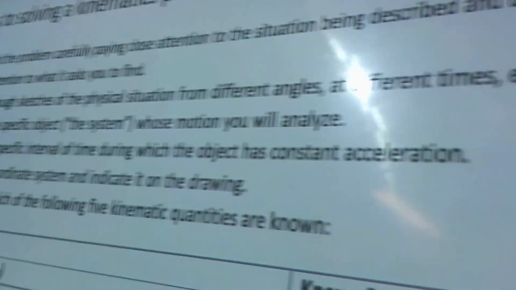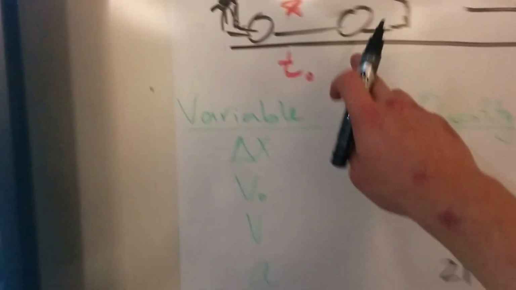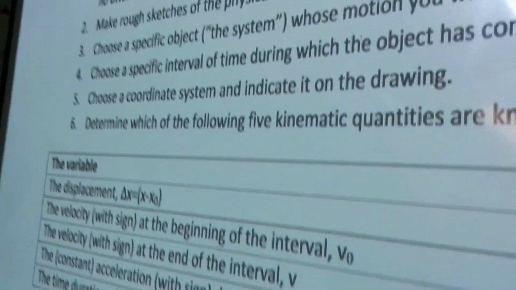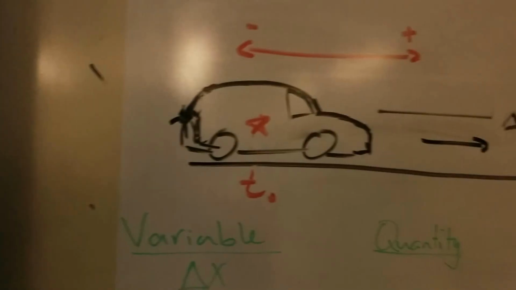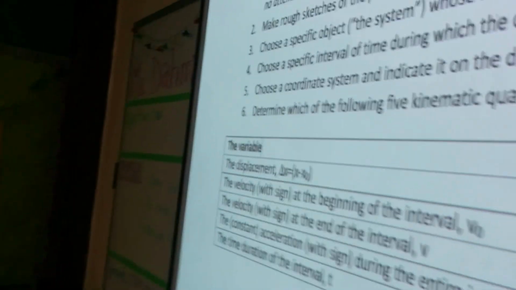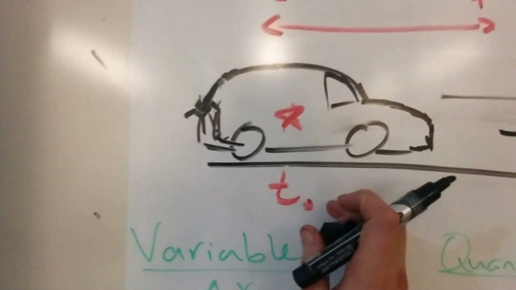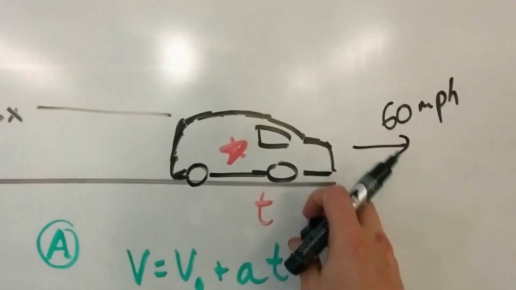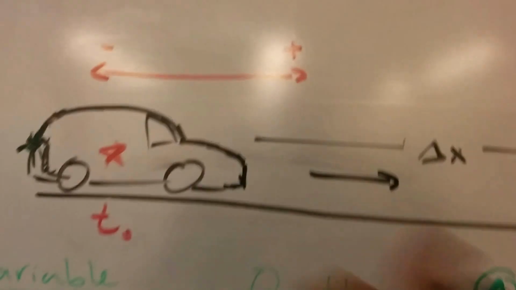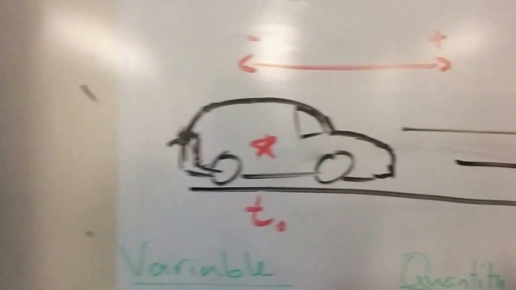Now, step 2, draw some rough sketches. I got that at different points. Sketch here when it started, sketch over here after 1.3 seconds. Choose a specific object. Well, I'm choosing my car. Choose a specific interval in time, which the object is undergoing some constant acceleration. So this is where I'm starting my timer, and this is where I am ending the timer. Choose a coordinate system. I'm calling everything going to the right positive, everything going to the left negative.